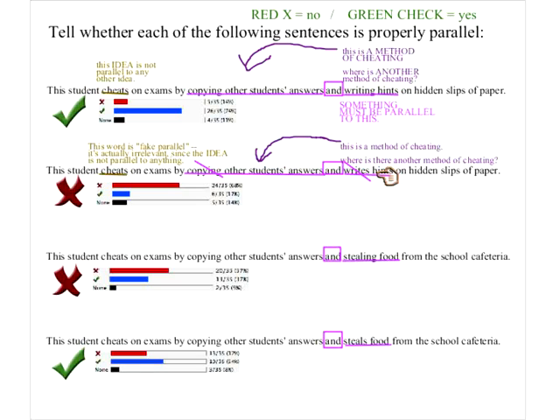Mind you, the ideas in the second question are exactly the same as the ideas in the first question. They're both sentences in which these are the ideas that are parallel. Okay. Does everybody see at least what's going on here?